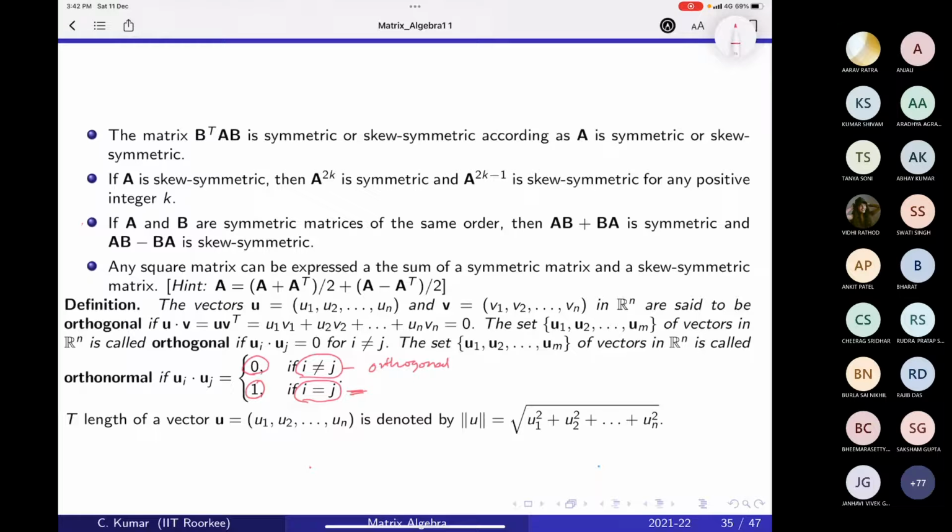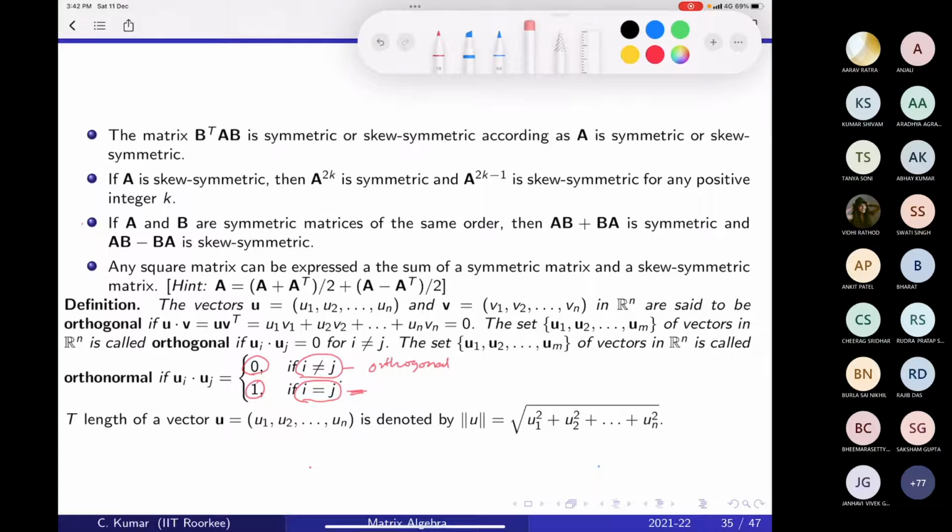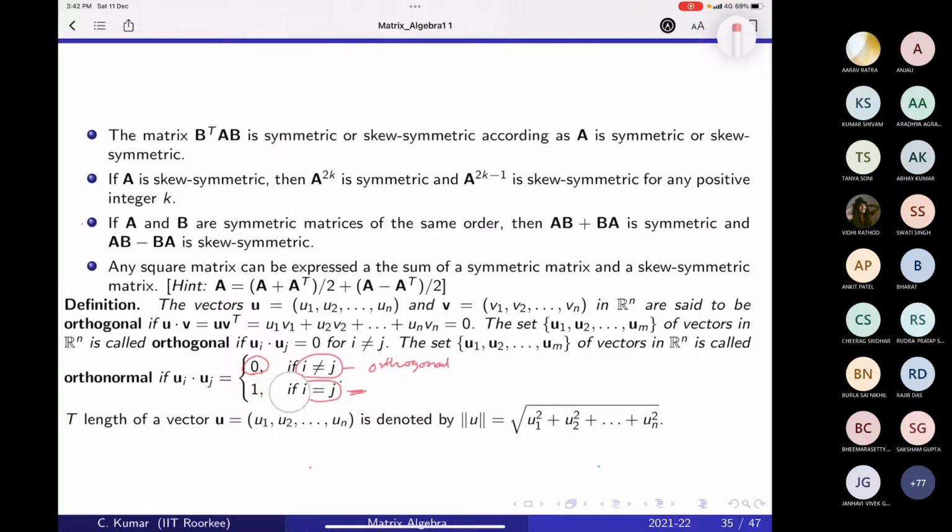So if this is 1, then we say that this is orthonormal. Sir, if they are unit vectors, only then we use the name orthonormal, or is there another condition also? No. So orthonormal means you have unit vectors and they are orthogonal.